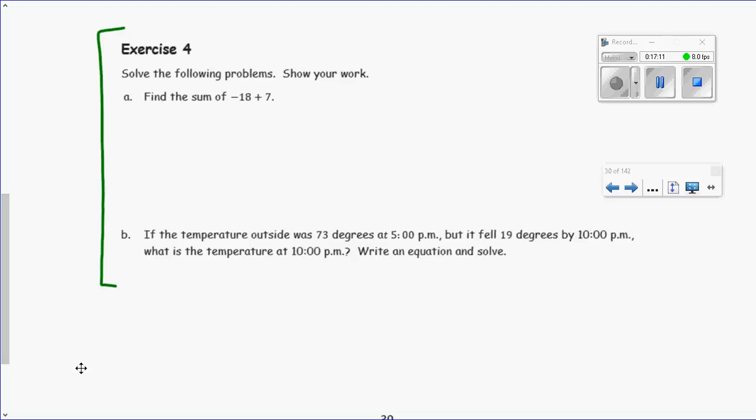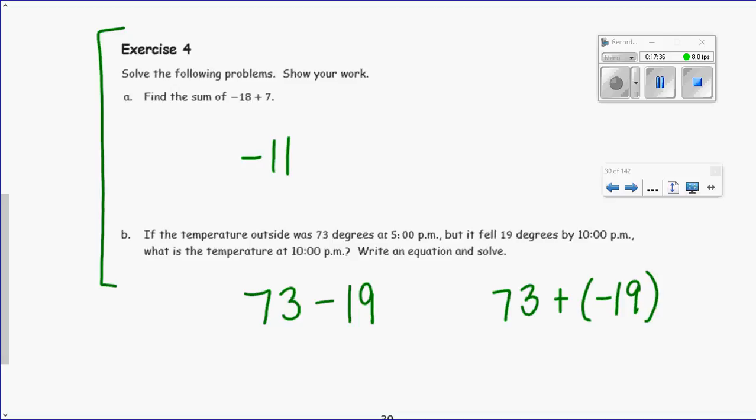Okay, if you're still listening, hopefully you have answers written down here. For the sum of -18 plus 7, I hope that you got -11. And for the temperature outside, it was 73, but it fell 19. A lot of kids just write it like this, and that's fine. That's correct. 73 minus 19 would give you the right answer, but we have been talking about addition, so I want you to see that these are the same problems.